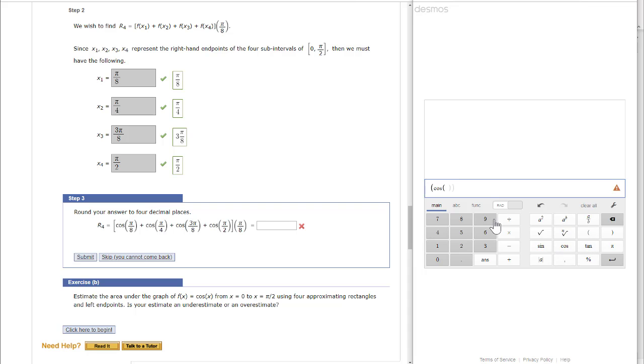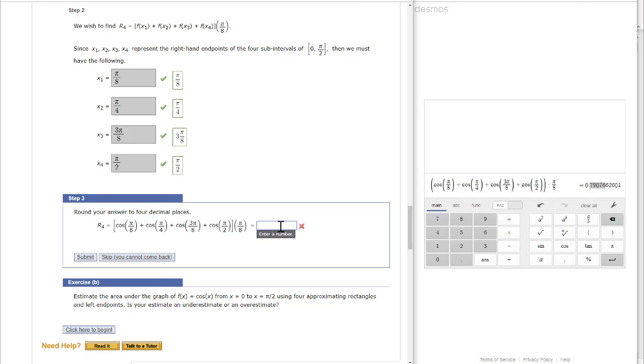Cosine of pi divided by 8, and let's copy this, pi divided by 4, plus cosine of 3 pi over 8, plus cosine of pi over 2, and then times pi over 8. And the result is 0.7908.